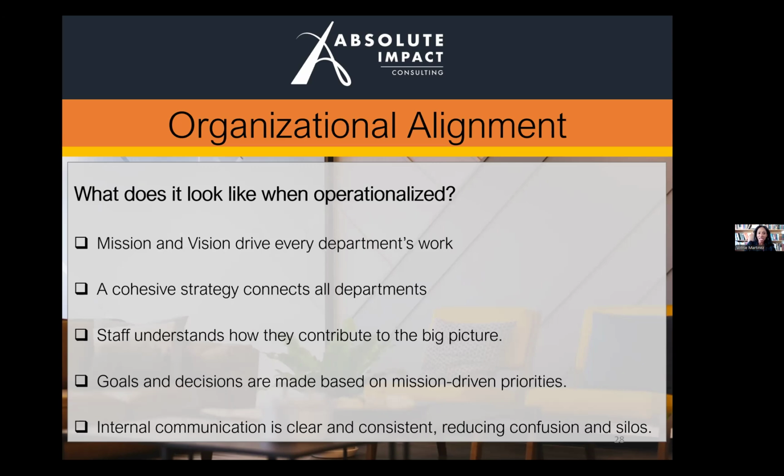It looks like staff understanding how their particular roles contribute to the big picture, no matter the level. Okay, this is not a leadership ego trip when we're talking about organizational alignment. Everyone is part of the organization, so everyone needs to understand how important their role is to the bigger picture. The goals and decisions are made, again, based on mission-driven priorities.